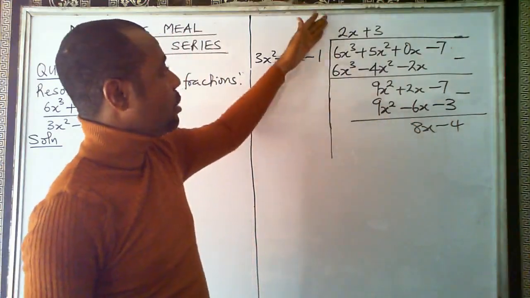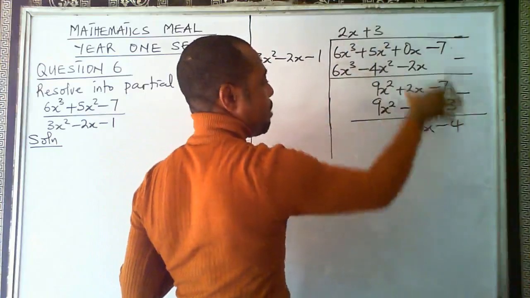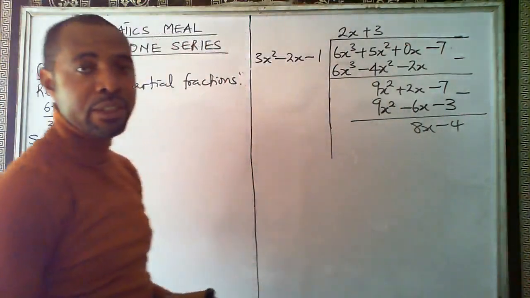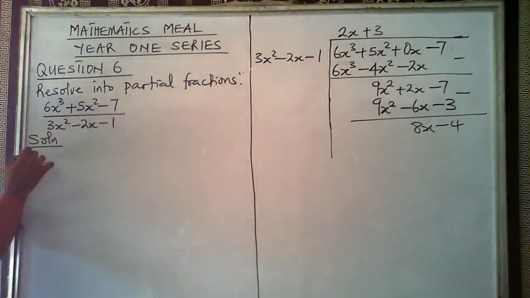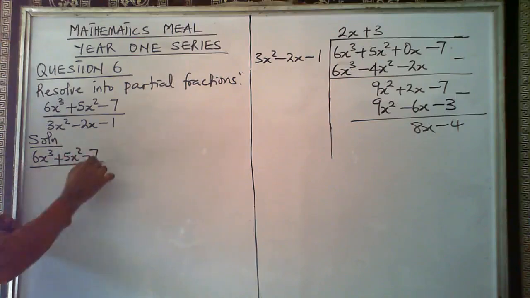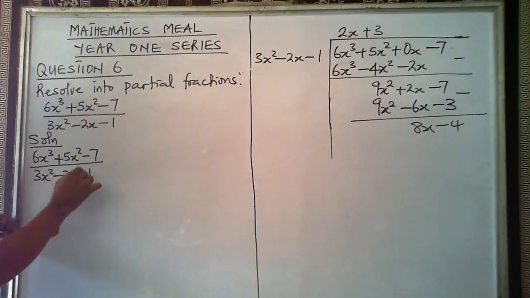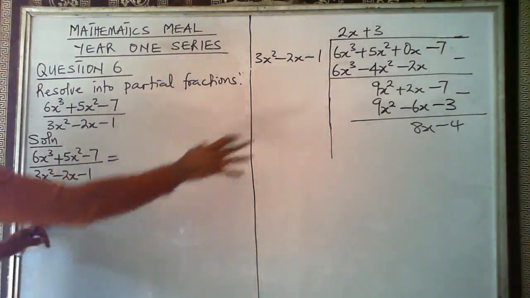So it means that this divided this to give us this, remaining this. That means this is still dividing this. That's what it means. So if in resolving this fraction, we have done the first part now. So we have 6x raised to the power 3 plus 5x squared minus 7 divided by what? Divided by 3x squared minus 2x minus 1. The first thing I've done is to carry out division, which I've done here.